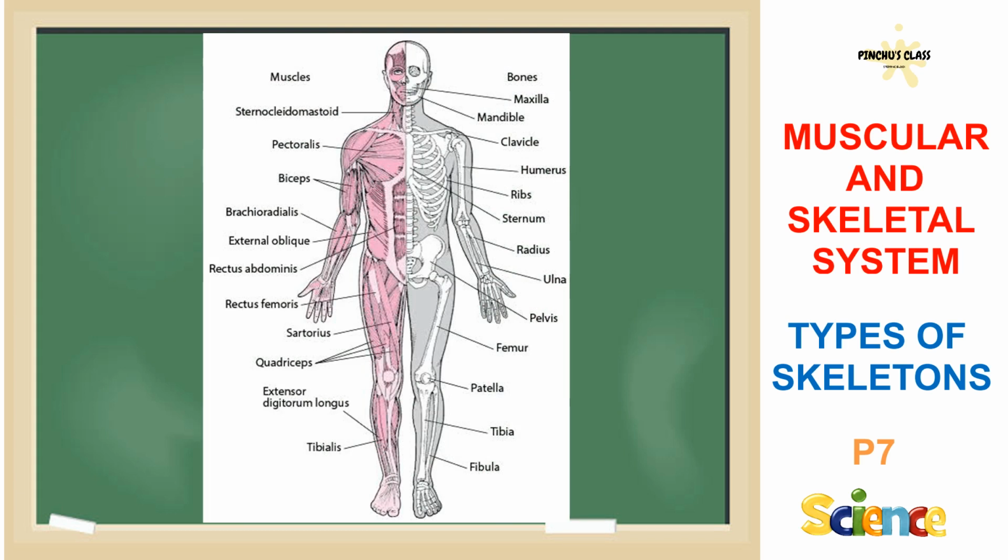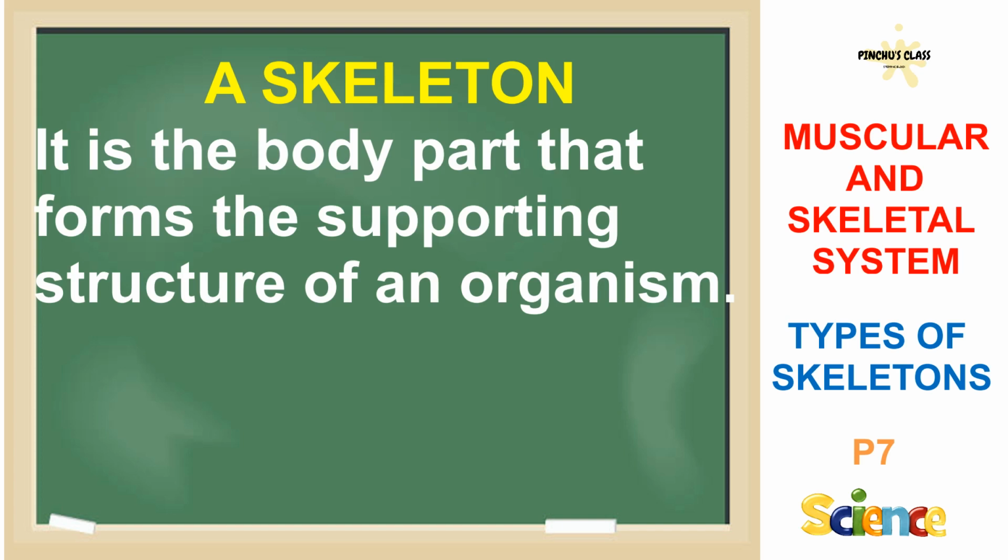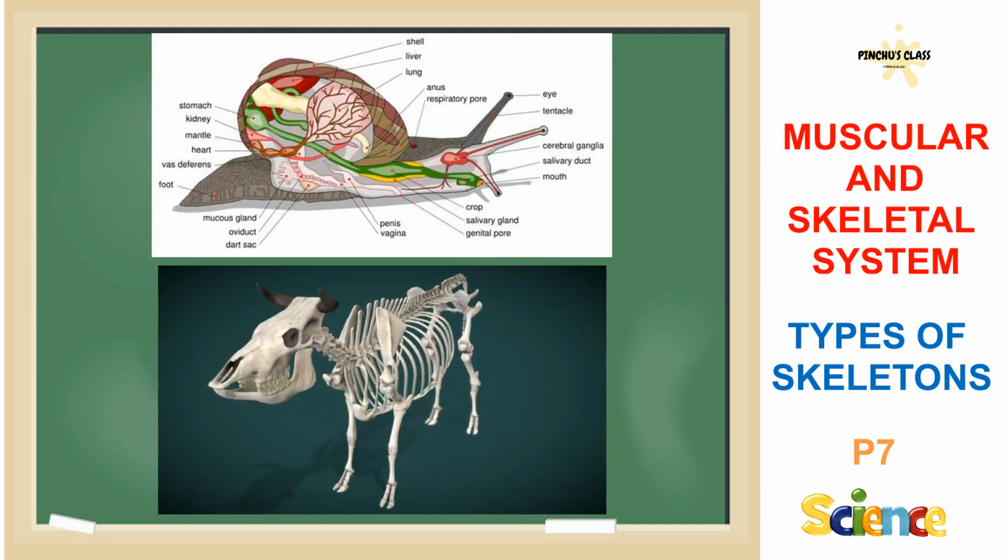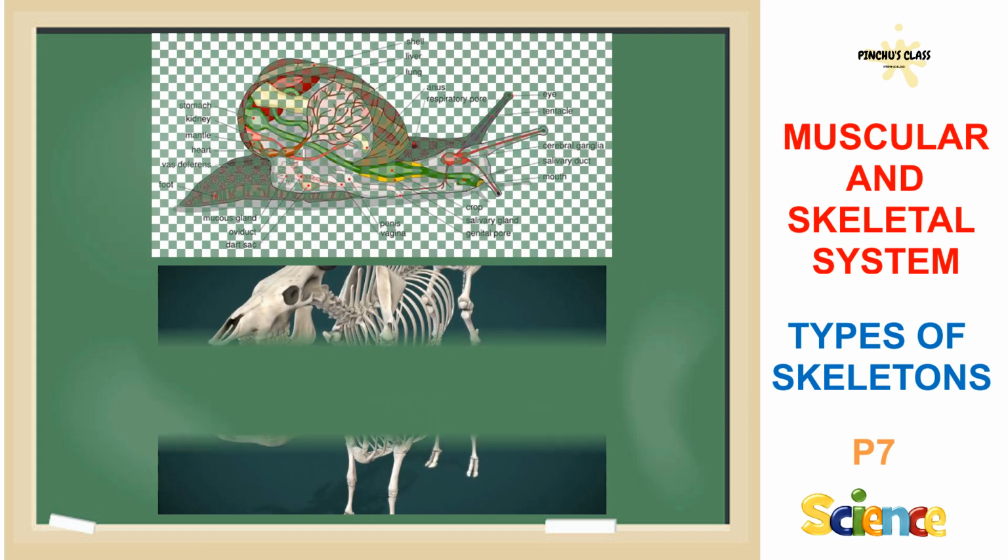And it is a composition of bones and muscles, though we are going to see that in some cases, some living organisms don't have bones and muscles, as we shall look at the types of skeletons. First of all, what is a skeleton? When someone asks you, what is a skeleton? It is the body part that forms the supporting structure of an organism. So every organism has got a skeleton. Though there are different types of skeleton, there should be a skeleton.